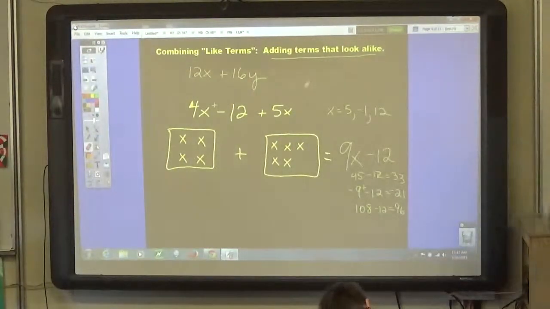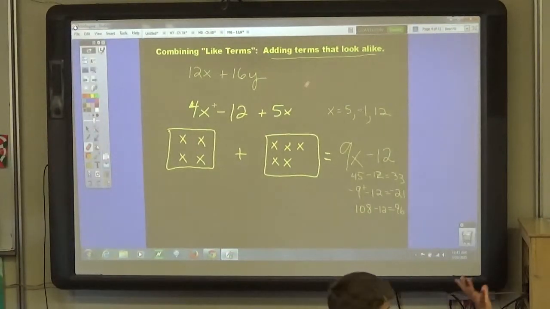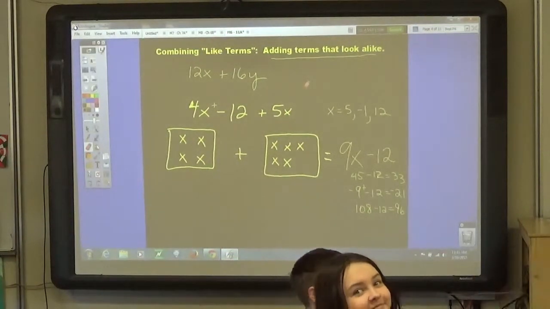Alright, I have a worksheet for you to practice. Evaluating expressions, finding the value.